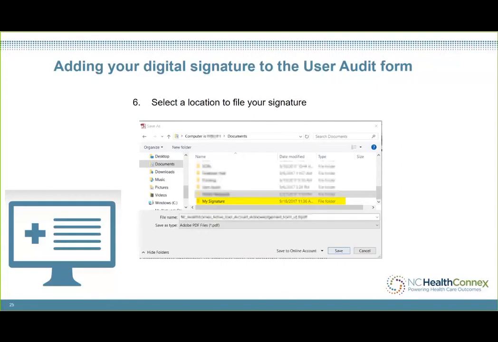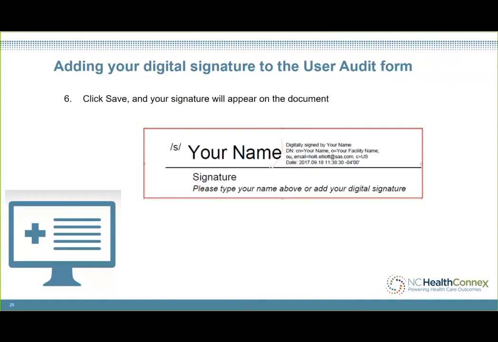Before you're finished with the process, you will need to save your signature in your documents or on your desktop. Find or create a folder and save the document. Once you have saved your signature, it will appear on the PDF document.